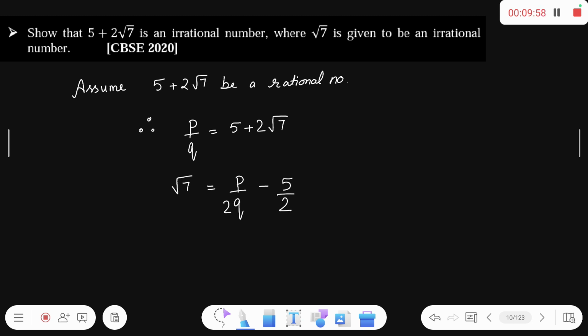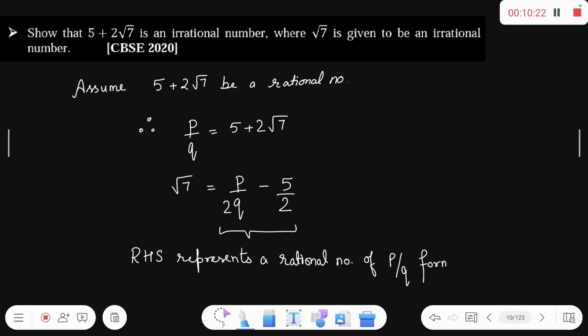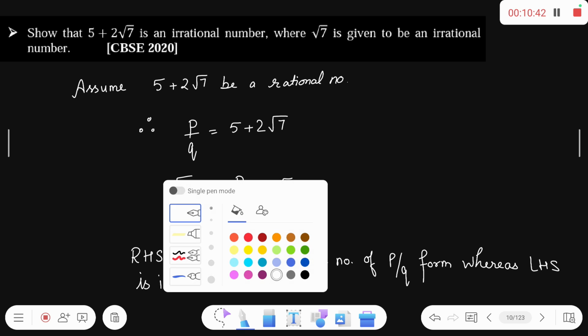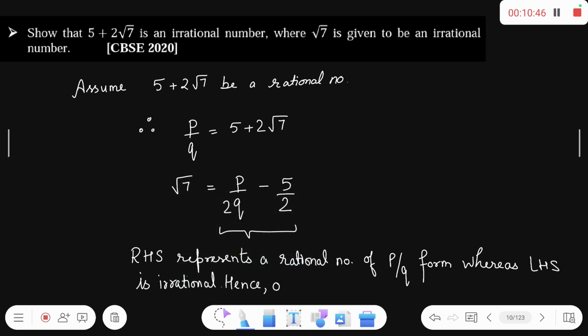Now the right hand side represents a rational number of p by q form, whereas the left hand side is irrational. Hence, our assumption is wrong.